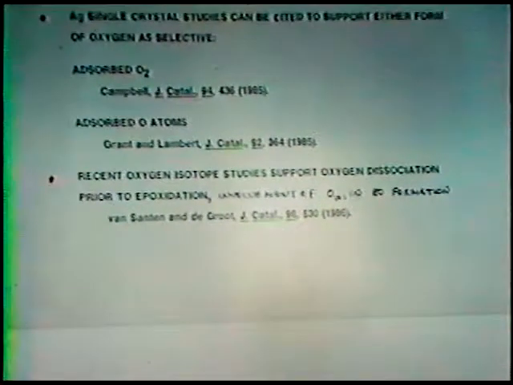Then there were single crystal studies done in the 1980s, the mid-80s, by Charlie Campbell and by Richard Lambert and his students. And they differed on the type of oxygen that was involved in the oxidation reaction. Charlie Campbell first asserting that it must be molecular oxygen, Richard Lambert asserting it was atomic oxygen, and so the controversy remained. Then more recently, work by Van Santen and de Groot suggests very strongly the involvement of atomic oxygen in ethylene oxide formation, and that is more or less the point at which we were doing this work, to see if we could add more to the understanding of this question.